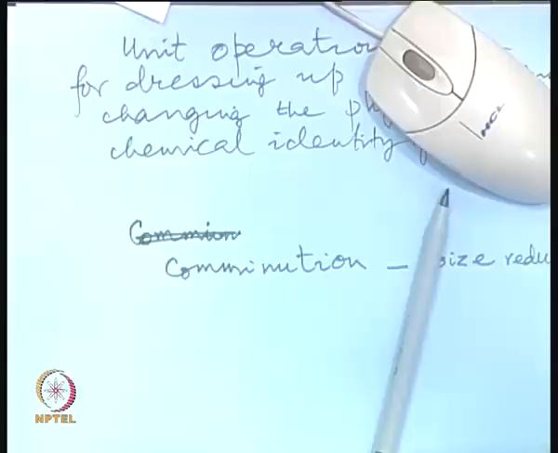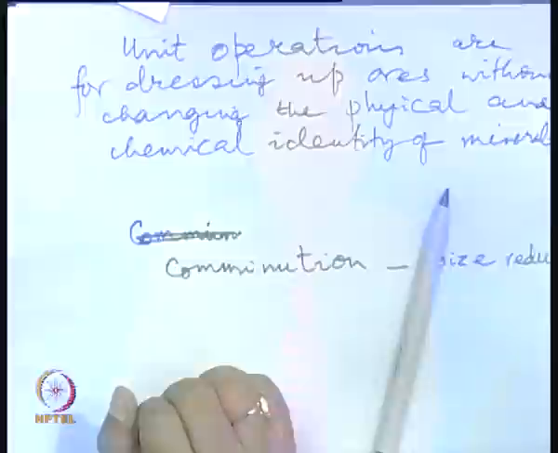Now, obviously, this operation requires a good amount of energy, and an estimate is you need 5 kilowatt hour per ton to 25 kilowatt hour per ton, depending on the kind of equipment you are using or how hard or how brittle the ore particles are. Very often comminution is the first step in mineral processing, because it achieves several things. Not only is the particle size reduced, but you create new surfaces and you liberate minerals.